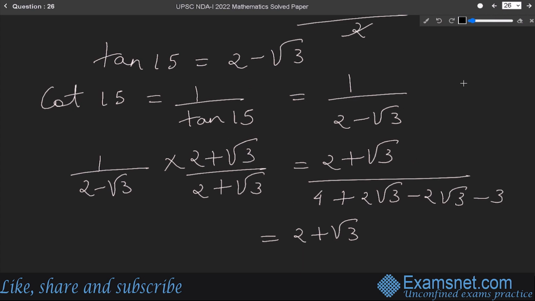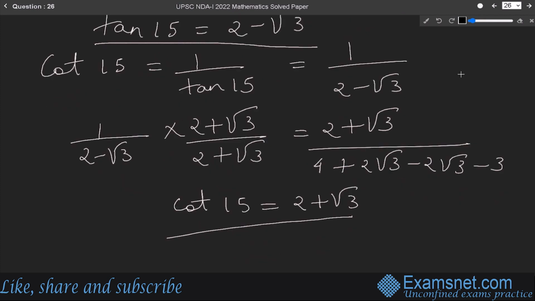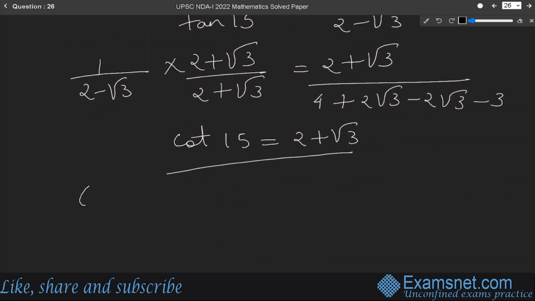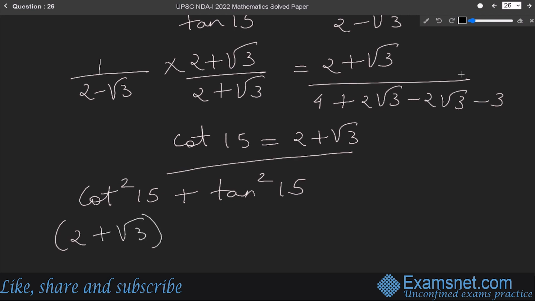Here you can see that the value of tan 15 is 2 minus root 3, and now we have found out the value of cot 15, which is 2 plus root 3. In this question, we have to find the value of cot square 15 plus tan square 15. We know the value of cot 15, which is 2 plus root 3. Since here there is a cot square 15, I am putting a square here. And the value of tan 15 is 2 minus root 3. We have already found it. Again I am putting a square.